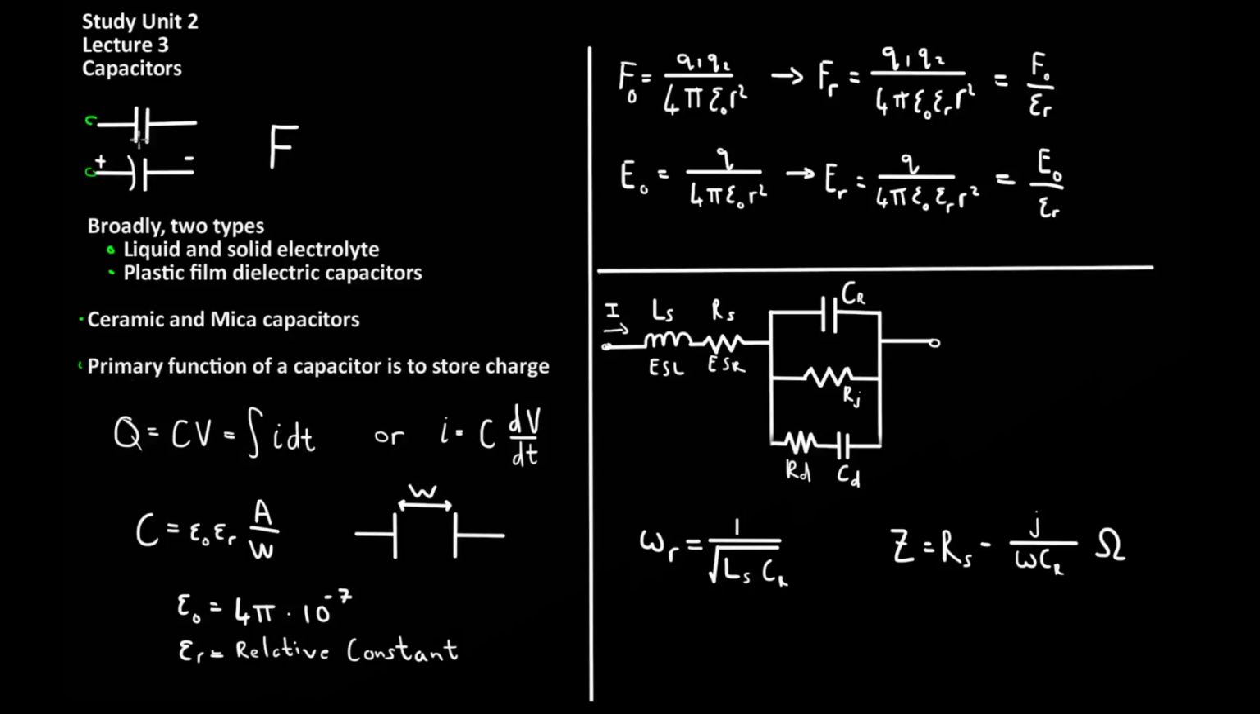The charge is actually stored between these two plates in the electric field, which is set up by the potential across the two plates. The amount of charge stored, Q, is given by the capacitance multiplied by the voltage across the terminals of the capacitor. The charge can also be represented by the integral of the current through the capacitor with respect to time. This is particularly important when considering AC signals through a capacitor.